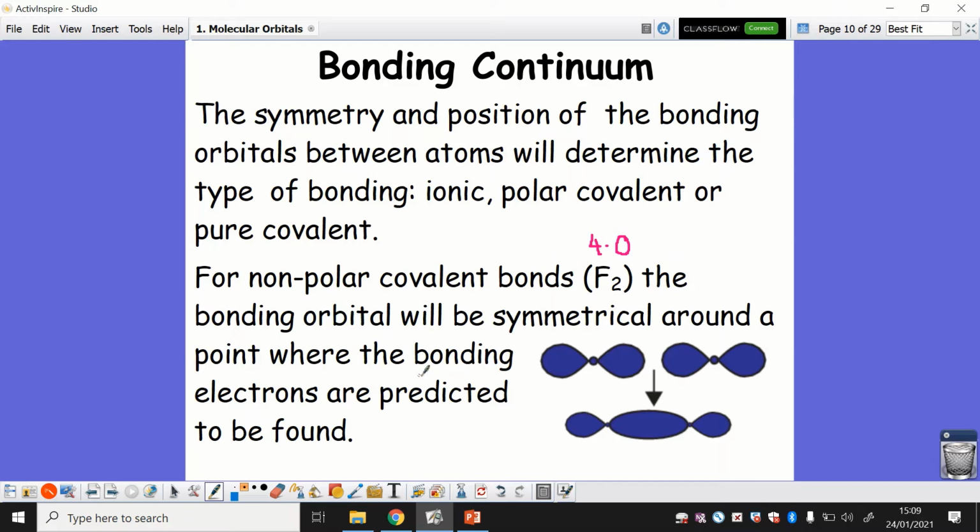The pull on those bonding electrons, so there'll be one in here, one in there, is going to be the same. So when they combine, we're going to see a nice symmetrical bonding orbital. Okay. 4.0 pull from here, 4.0 pull from here. I should maybe have drawn that down here, but it doesn't matter, you can add it in if you want. We have an equal pull on that bonding pair of electrons where those p orbitals have combined, giving us that nice symmetrical shape.